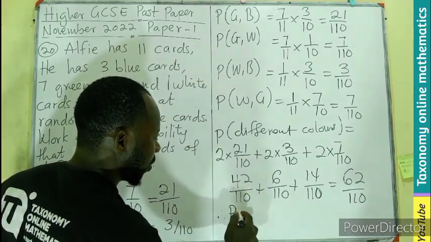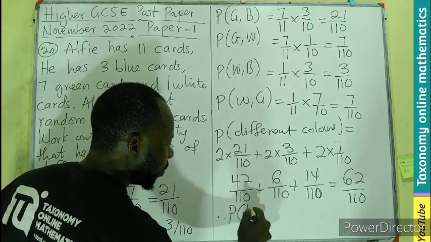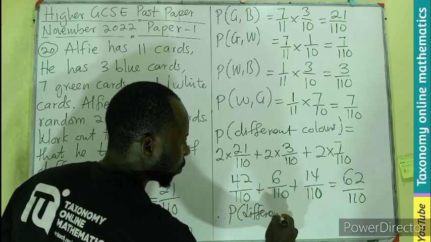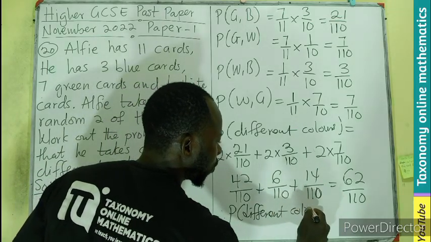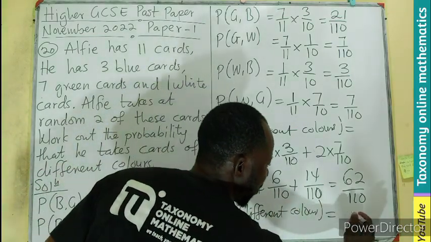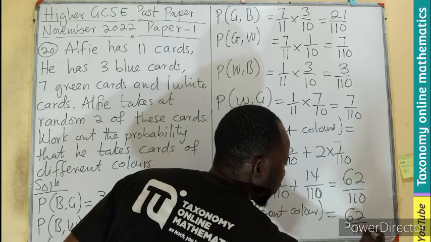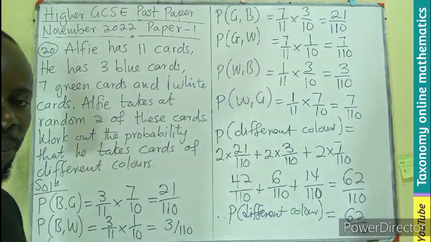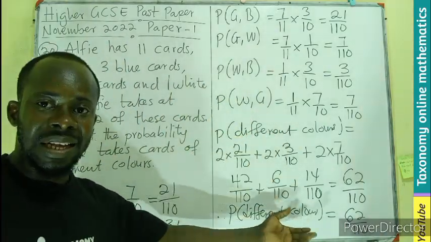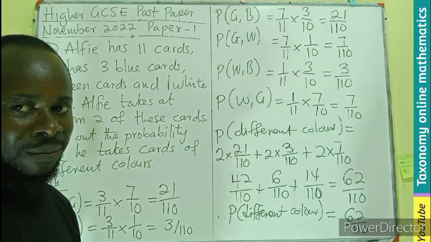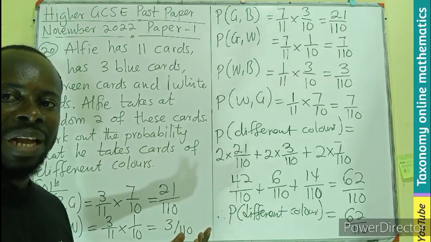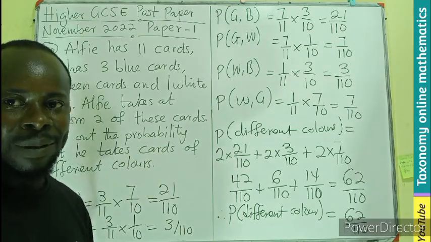So therefore, the probability of different color will be 62 out of 110. So the first approach will give us the same answer. The second approach will also give us the same answer. You have to choose which direction to pass, and you still get the same answer.